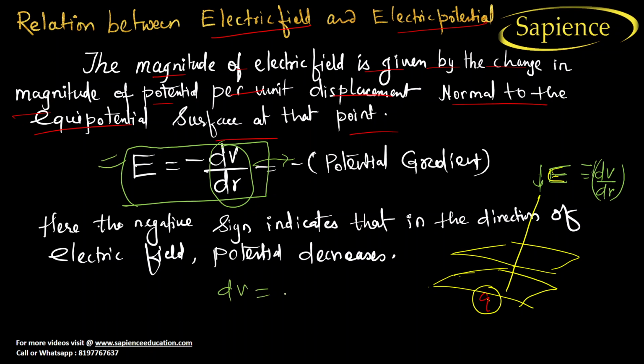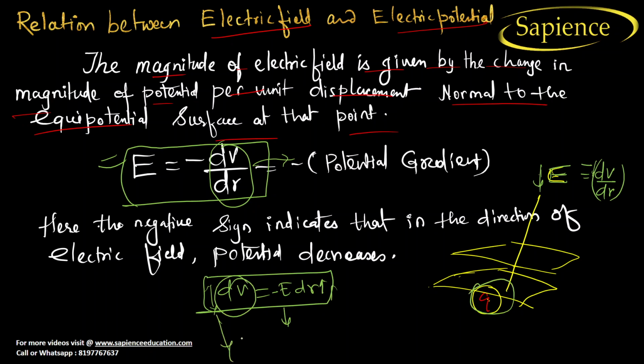So we can also write E into dr, right? And this is a negative term. So as the electric field is decreasing, what will happen? The potential will also decrease. So with the increase in the distance from the source of the electric field, there will be a decrease in the potential.